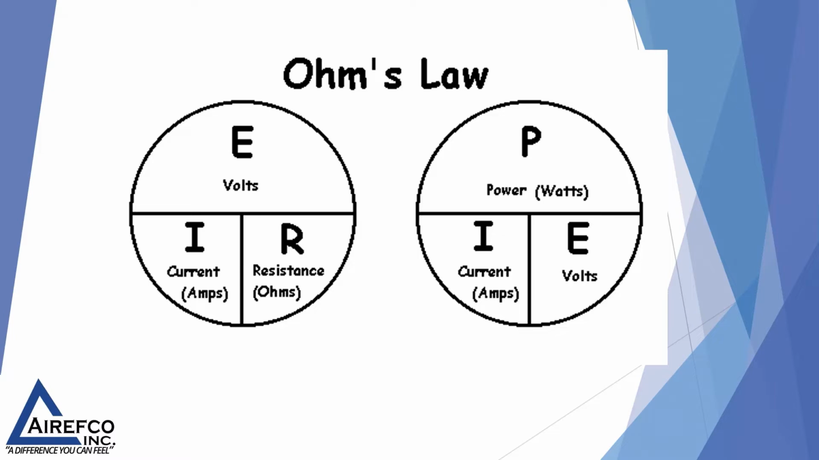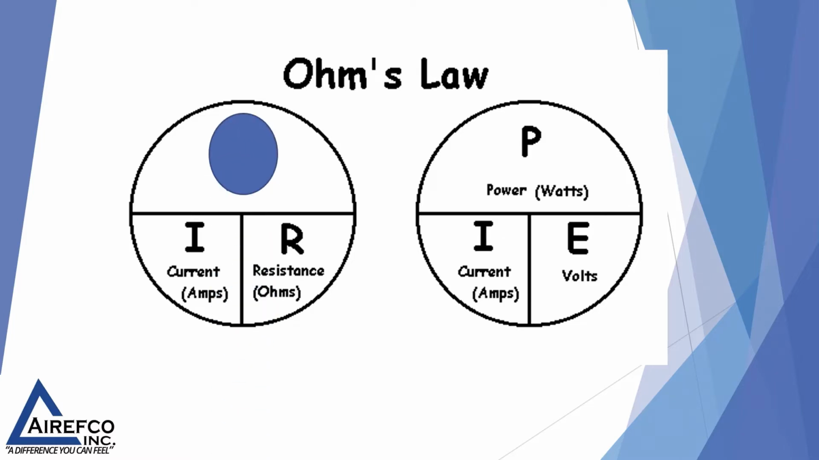In the previous slide, we saw the equation wheel that shows all the different equations that can be used when working on electrical circuits. In this slide, we see the simplified wheel that we use quite often in daily work in HVAC. The wheel on the left is the E over IR, which is volts, and current, which is the amp draw, and the resistance, which is our ohms reading. The wheel on the right shows watts, which is power, and then your current, amps, and your voltage, E.